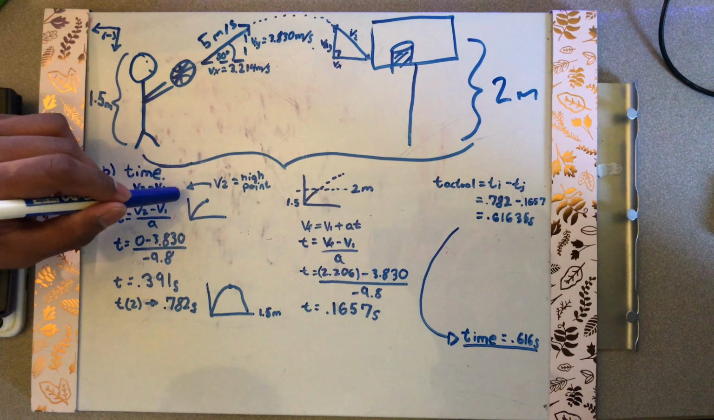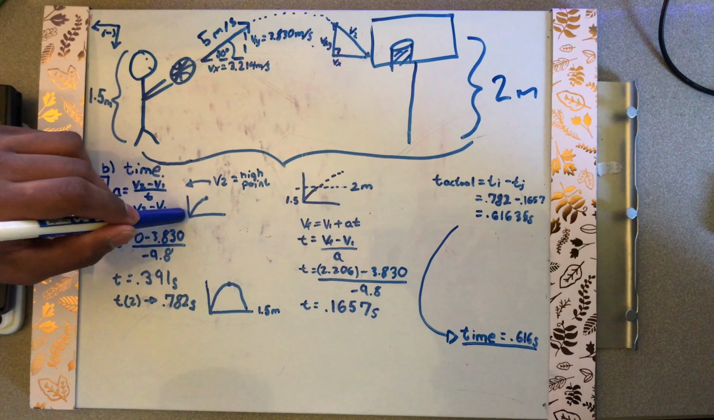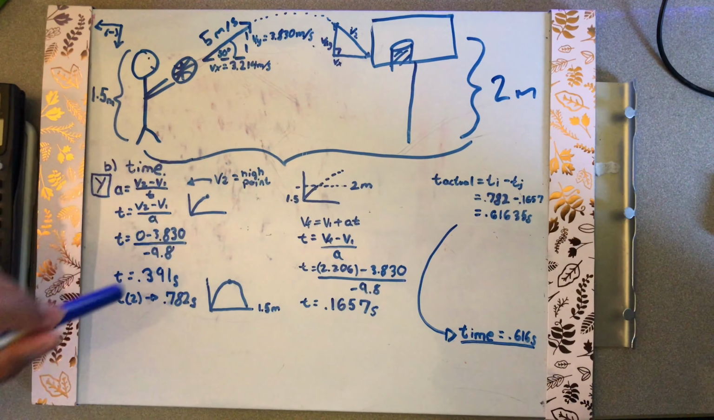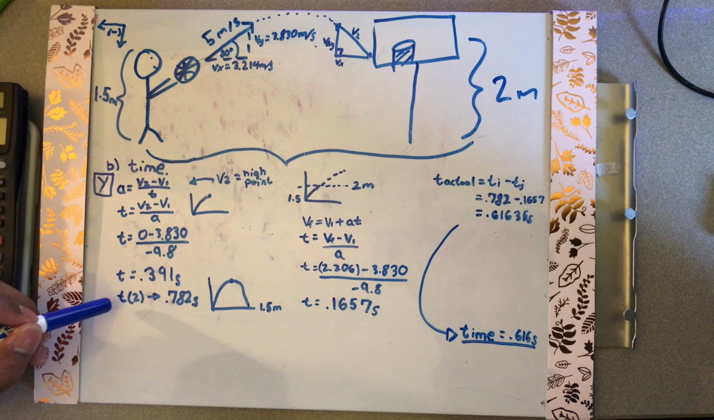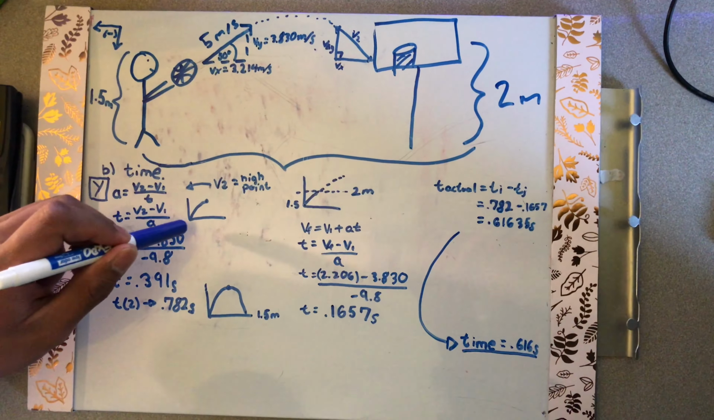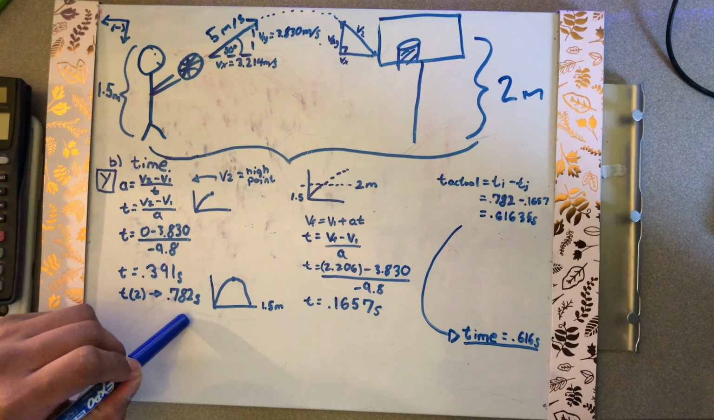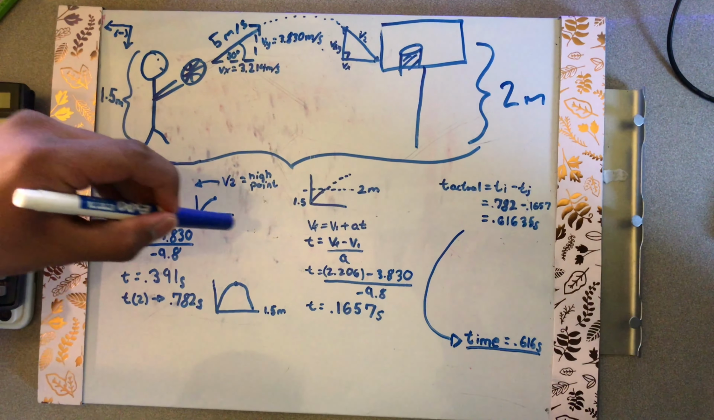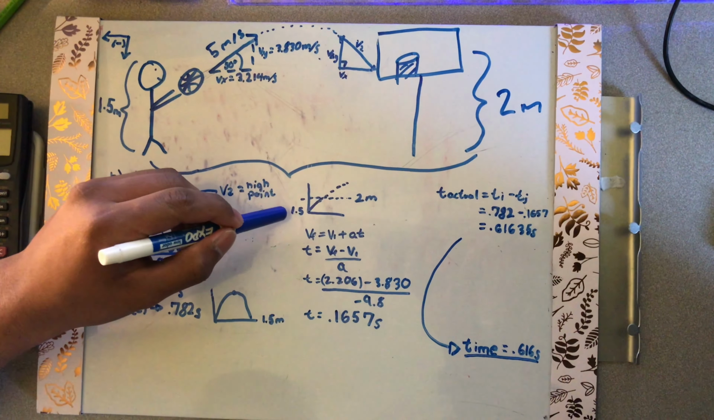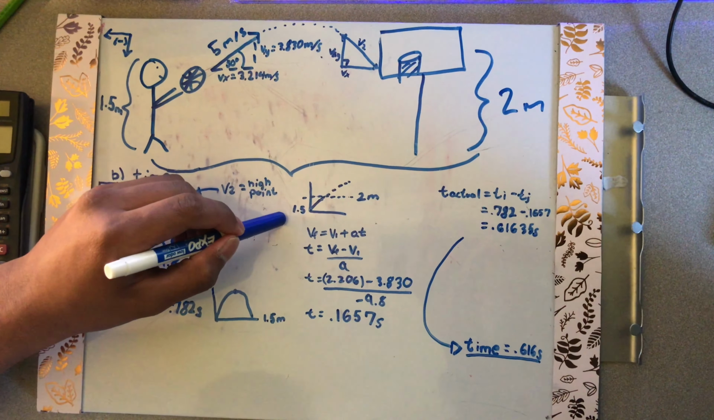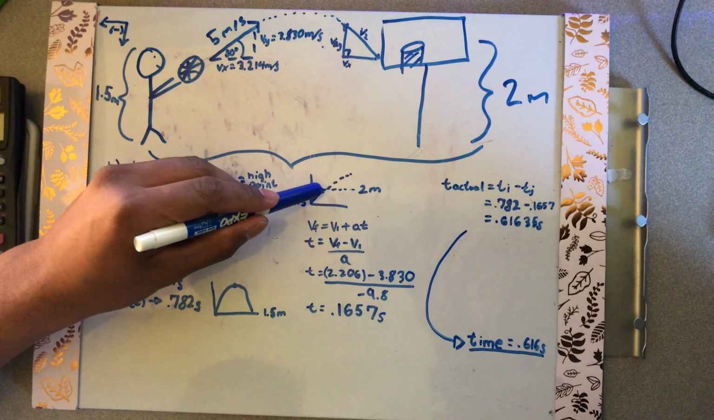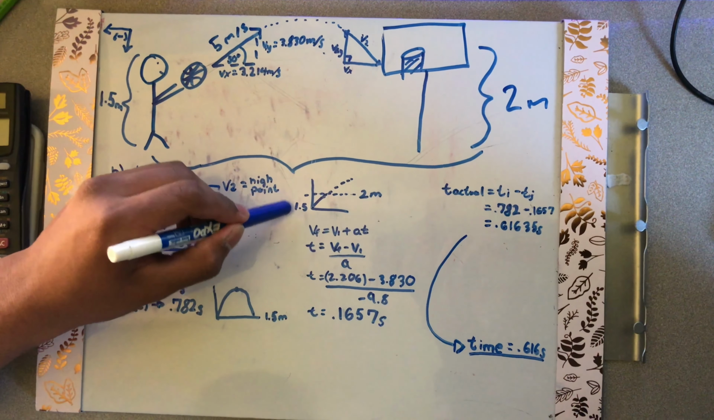Now, that is the time from where it got shot to the high point. We need to multiply t by 2 to get its full arc length, which is 0.782 seconds. Now we notice that 2 meters and 1.5 meters are not equal, so we need to get the time for 1.5 meters to 2 meters.